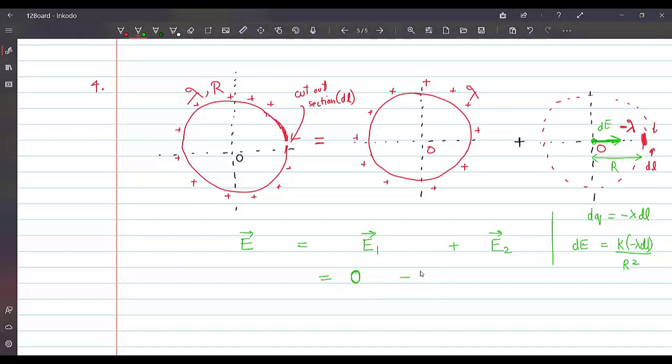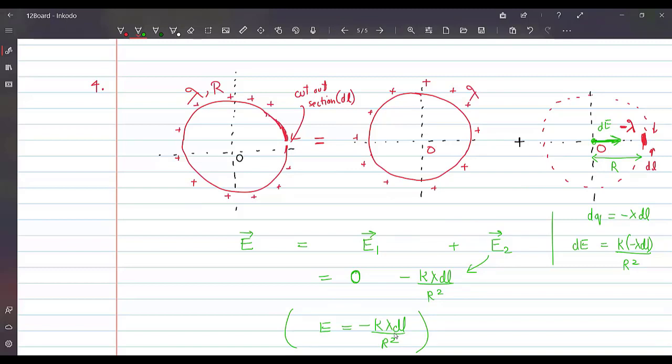So that will be minus k lambda dl upon r square. That is the value of E2, the field due to only this small portion. And the resultant value of electric field will be just k lambda dl upon r square. Negative sign means it is in this direction. That is the value of electric field.